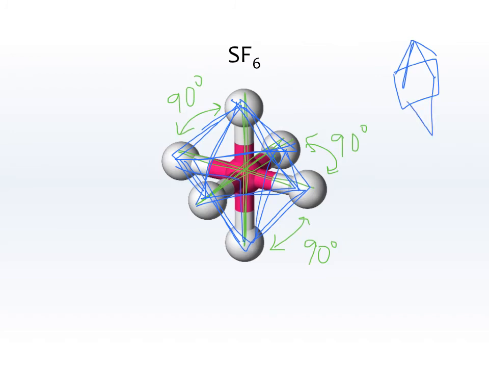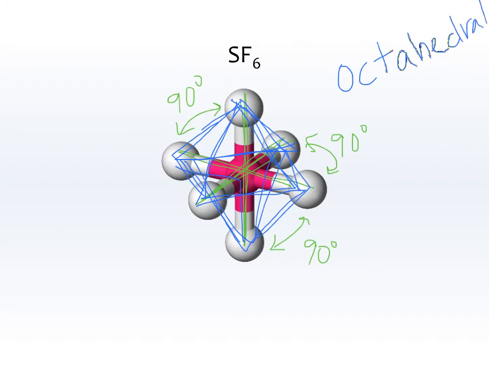So the takeaway is that there are 8 sides to the pyramid. It is not square bipyramidal. It is instead octahedral, because there are 8 faces to these pyramids.